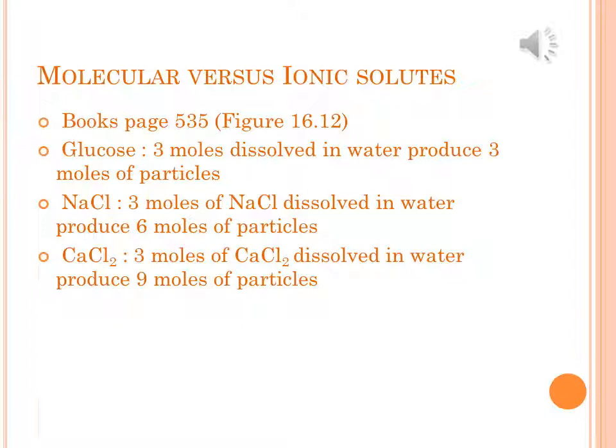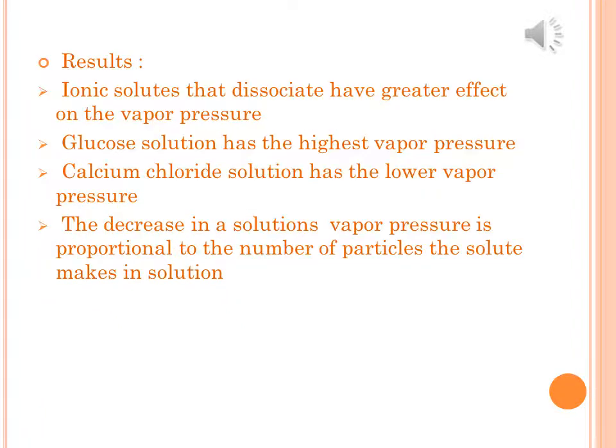The third beaker, calcium chloride in solution. 3 moles of calcium chloride dissolved in water produce 9 moles of particles because each formula unit of CaCl2 dissociates into 3 ions, Ca2+ and 2Cl-. Now discussing the results. Ionic solutes that dissociate, such as sodium chloride and calcium chloride, have greater effect on the vapor pressure than does a non-dissociating solute such as glucose. Also, the decrease in a solution's vapor pressure is proportional to the number of particles the solute makes in solution. So, comparing glucose, sodium chloride, and calcium chloride solution, the calcium chloride solution has the lowest vapor pressure, while the glucose solution has the highest vapor pressure.